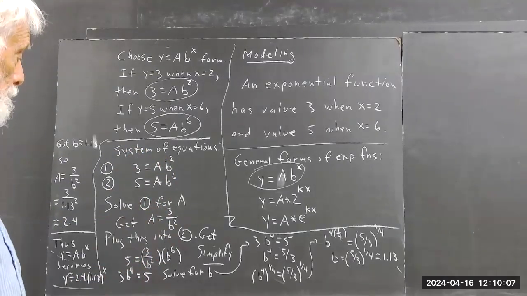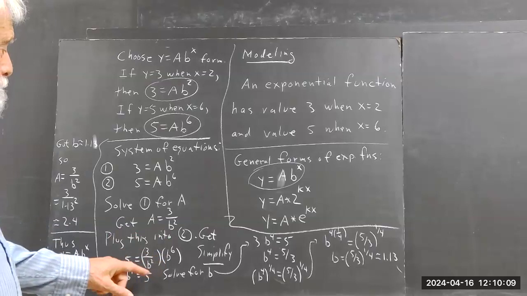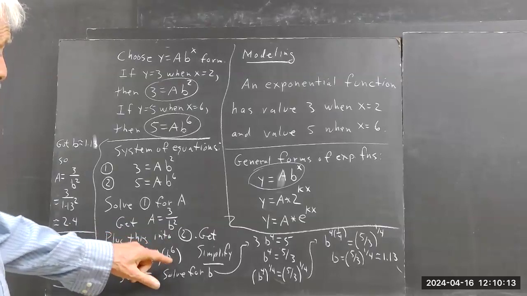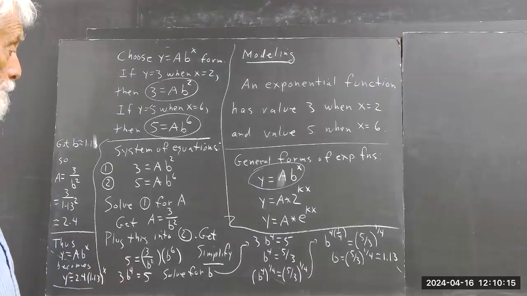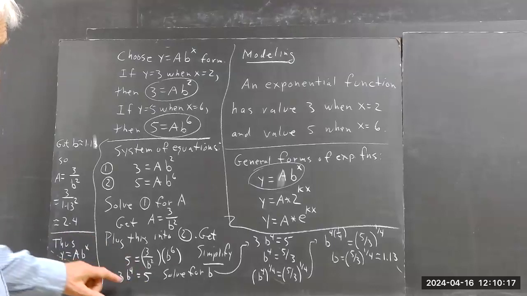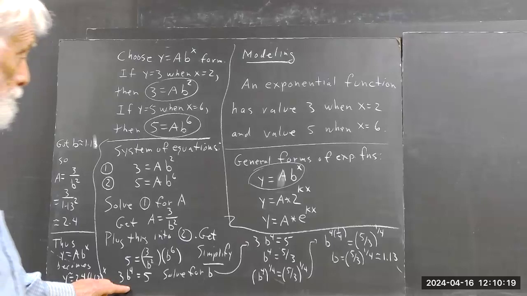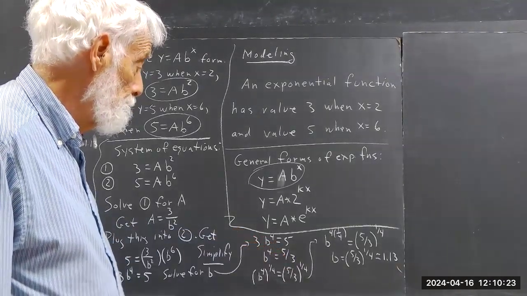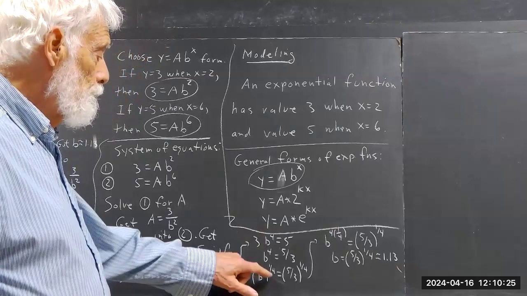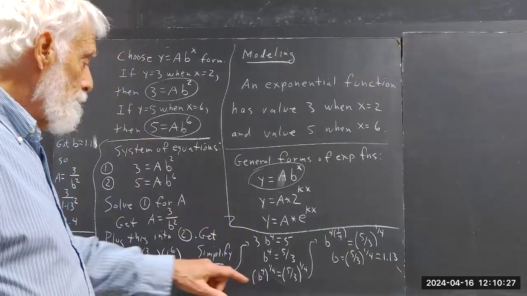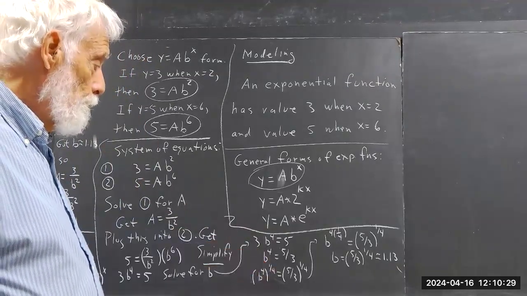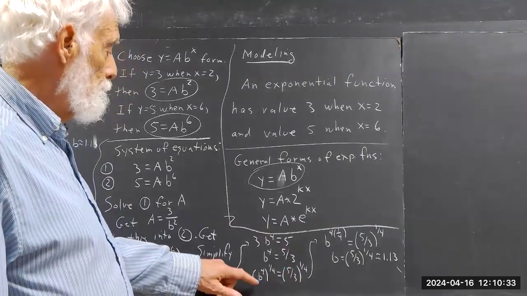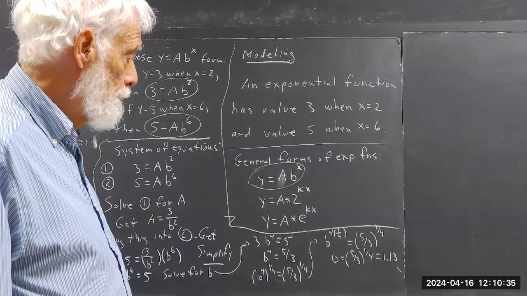Well, we simplify this. If you divide b to the 6th by b squared, you get b to the 4th. So you get 3b to the 4th, and that's going to be equal to 5. Then we solve for b. We divide both sides by 3, we get b to the 4th equals 5/3. And then we use the rule of exponents. b to the 4th to the 1/4 would have to equal 5/3 to the 1/4.